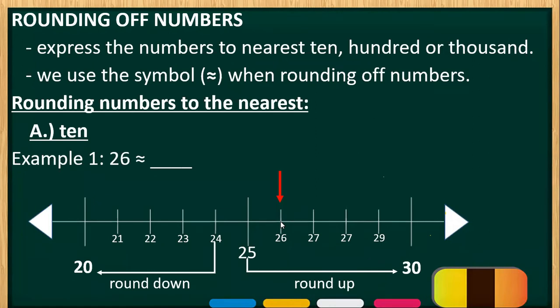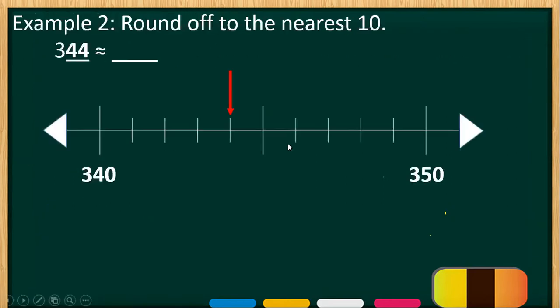What will be the correct answer? Is it 20 or 30? 30. 30, very good. So our answer is 30. Next, example 2. Example 2, round off to the nearest 10.